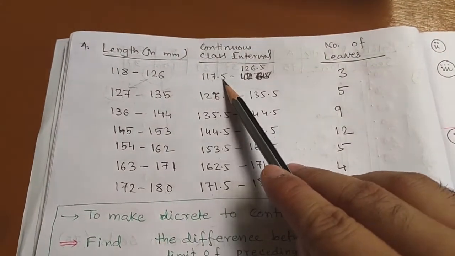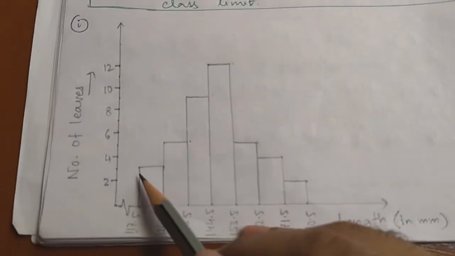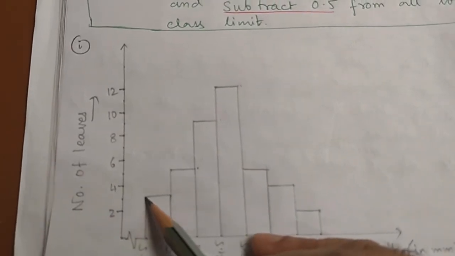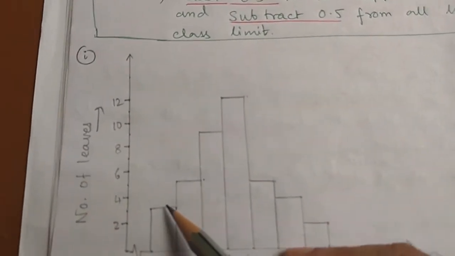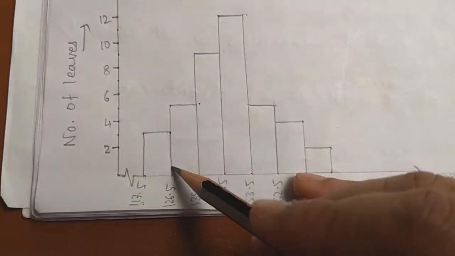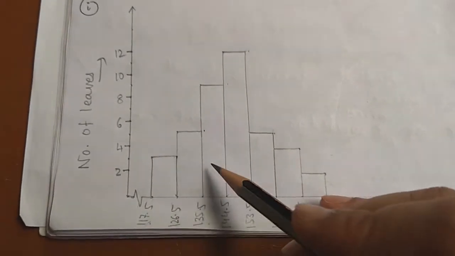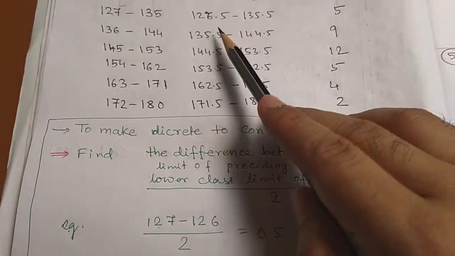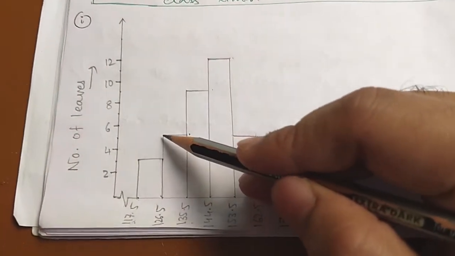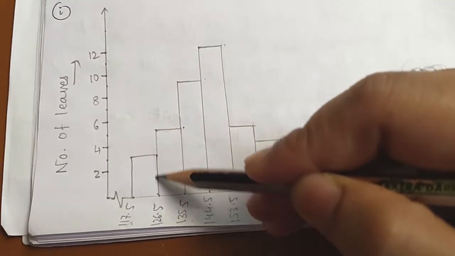Our first class 117.5 to 126.5, what is the frequency? 3. So for 117.5 we mark 3 here, and here also 3. We will draw a line here, then we'll draw the histogram. The bar will remain the same, but there will be no gap between them. Next is 126.5 to 135.5, that is 5. On 5 I'm marking a point here and a point here, then I'll draw this line and join like this.